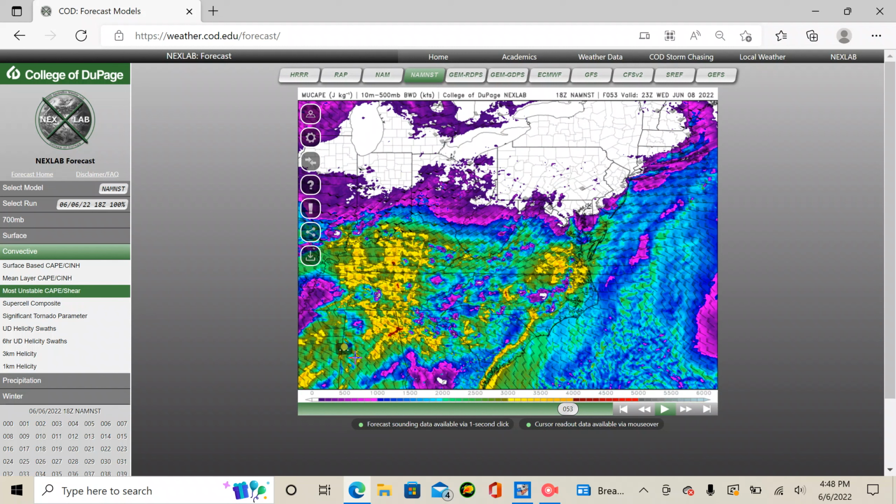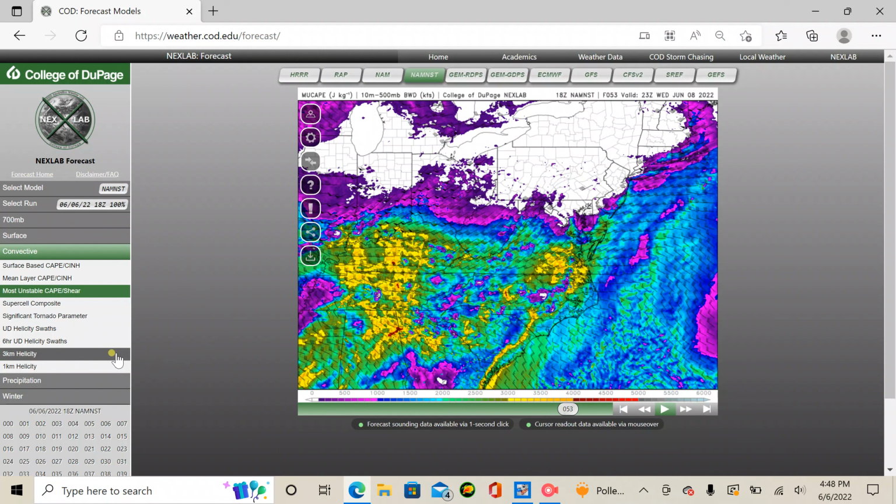Another one I check is the CAPE. CAPE stands for Convective Available Potential Energy, and is how easily lifted the air is. It usually takes about 1,000 CAPE to make a thunderstorm, and in this case I have right around 1,000. See, I might get some storms on Wednesday.